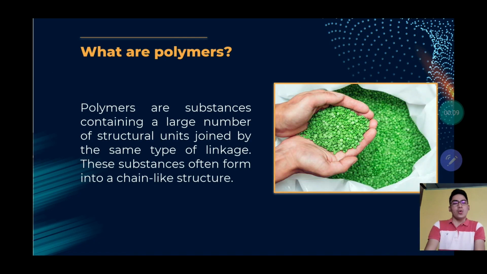So to start, what are polymers? Polymers are basically everything around us, from the plastic bottles that we drink water from to the textile that we wear every day. But scientifically, polymers are substances containing a large number of structural units joined by the same type of linkage. These substances often form into a chain-like structure.